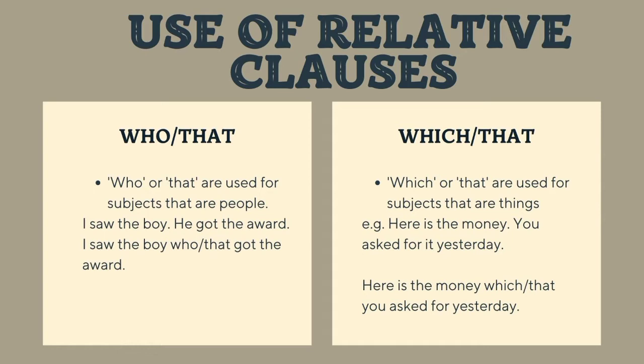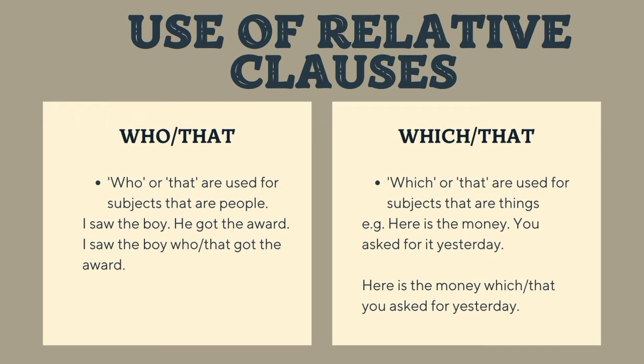For example, I saw the boy. He got the award. How can you join those two sentences? I saw the boy who got the award. Or I saw the boy that got the award. So who and that can be used interchangeably when referring to subjects that are people.